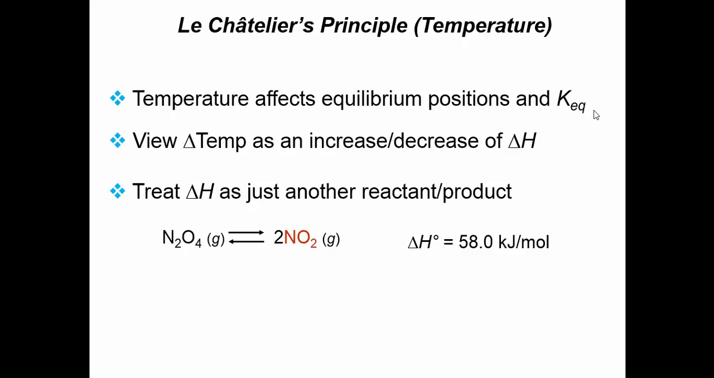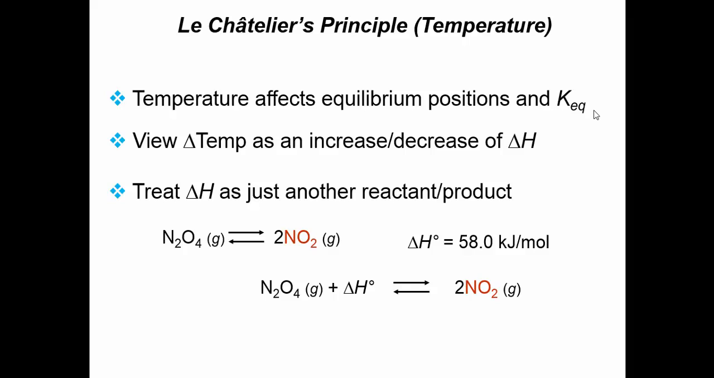So here we see that the N2O4 gas goes to 2NO2. Now notice that the delta H for the reaction is a positive 58. Therefore, what this implies is heat is being added to the system. So we can actually represent the reaction as N2O4 plus delta H naught, producing 2NO2.